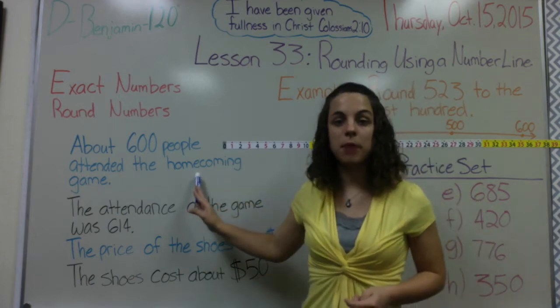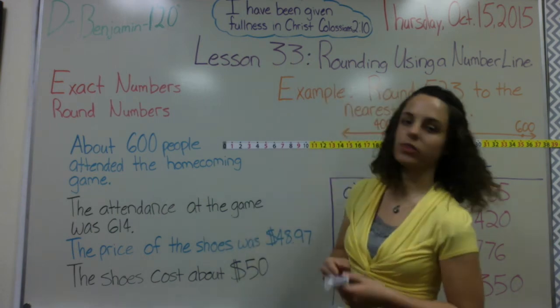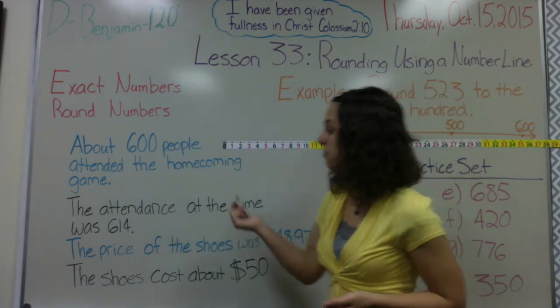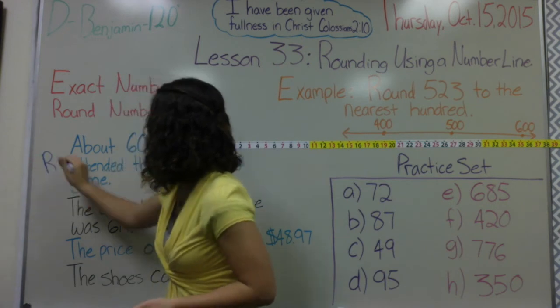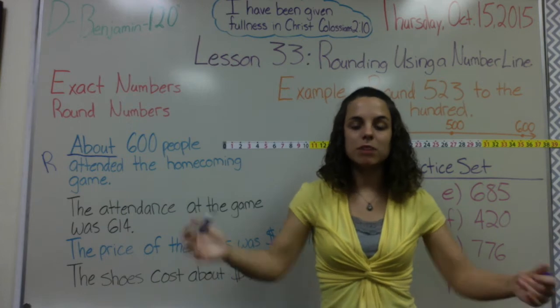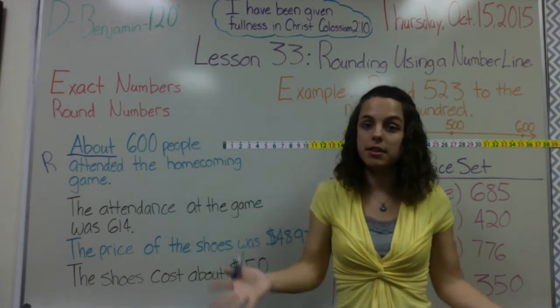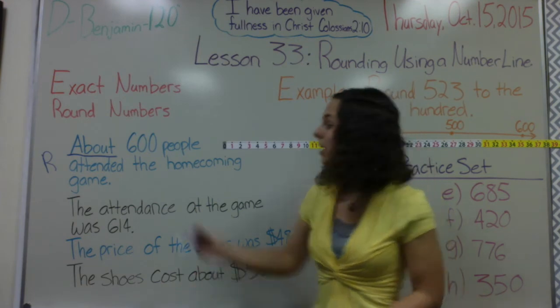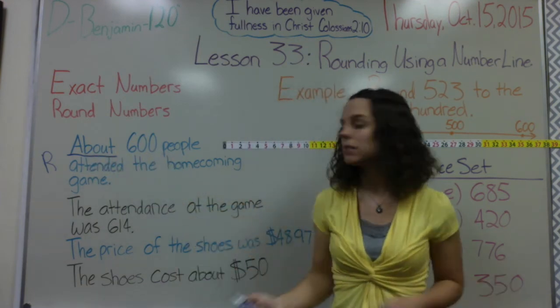Do you think this is rounded or do you think this is exact? This is indeed rounded, so I'm going to put an R. The reason for that is our key word is about. I'm saying about. I'm not saying 600 people attended the homecoming game, because if I did, that might be an exact number. But I'm saying about that many people, so it could have been more and it could have been less.